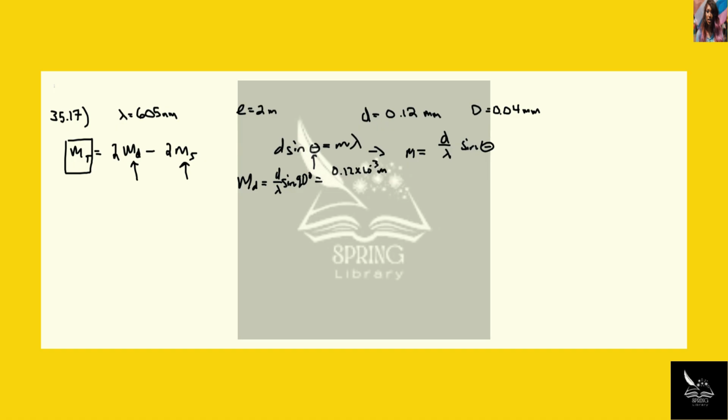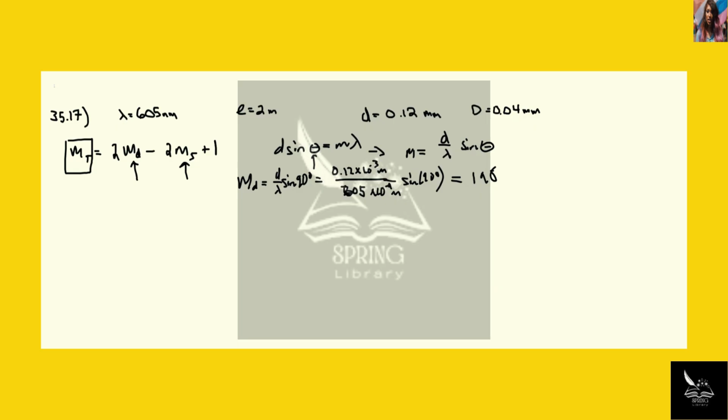So our MD is now d over lambda sine of 90 degrees, or 0.12 times 10 to the negative 3 meters over 605, that's 6 I promise, times 10 to the negative 9 meters times sine of 90. And what this equals is 198. Okay? Another key is this does not count the 0th fringe, the one on 0, so we need to add 1 to our MT.